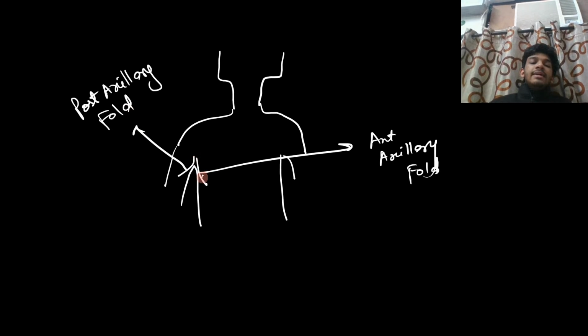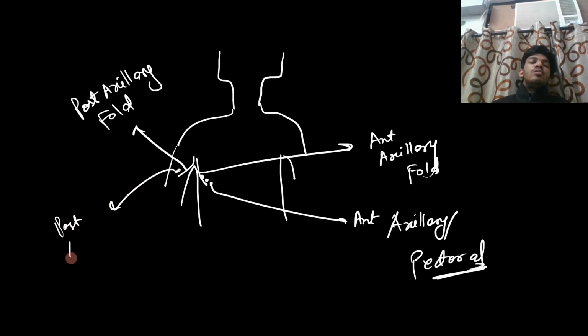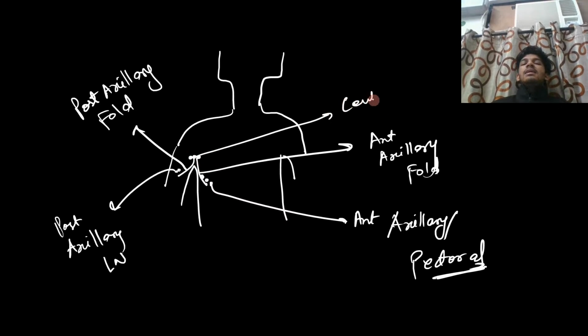So along the anterior axillary folds, you have the anterior group of axillary lymph nodes. They are also called pectoral lymph nodes. They are the main lymph nodes of the axillary group. Posteriorly, you will have the posterior axillary lymph nodes. At the junction of the anterior and posterior axillary folds, you will have the central axillary lymph nodes.